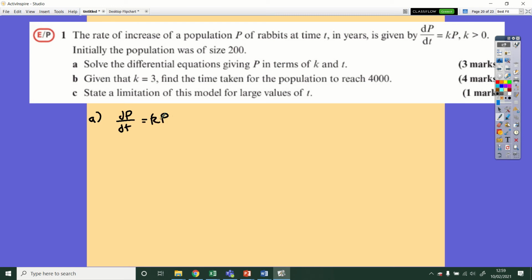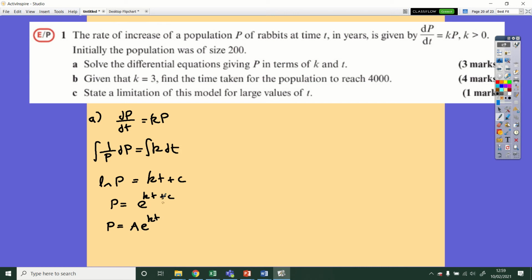I have done this before in the previous video, but you can skip this if you know what's going to happen. So I'm going to divide, integrate both sides. So then I get natural log of p is kt plus c. And then p is the exponential of kt plus c. Break the constant apart and you get p equals a e to the kt.